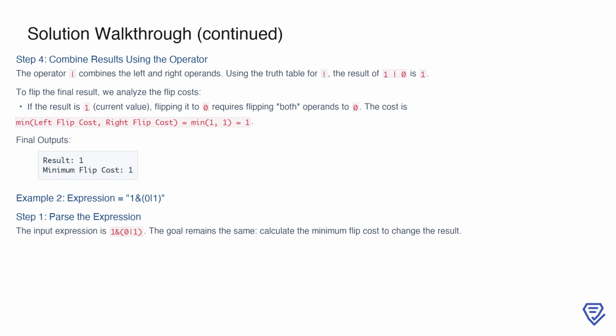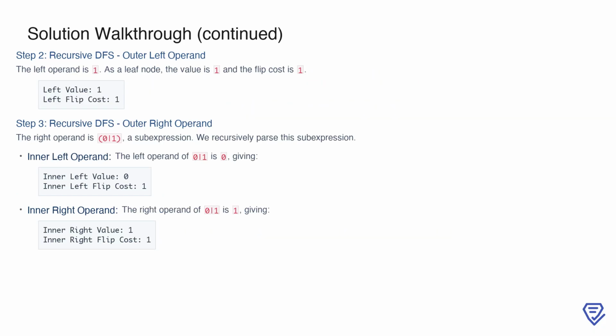Moving on to the next example, we consider a slightly more complex expression, 1 & (0 | 1). As before, the goal remains to determine the minimum flip cost to change the result. In this new example, the outer operator is AND and its operands are 1 and the sub-expression, 0 | 1. First, we evaluate the left operand of the outer expression. Since it is a leaf node with the value 1, the flip cost to change it to 0 is 1.